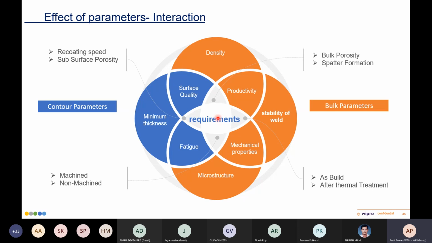So your aim should be clear while developing the parameters: do you want good productivity, good mechanical properties, good surface quality, or what are the fatigue property requirements. When you are clear about the requirement, then these parameters can be developed according to the need. Then the real value addition will be there from the additive manufacturing side.